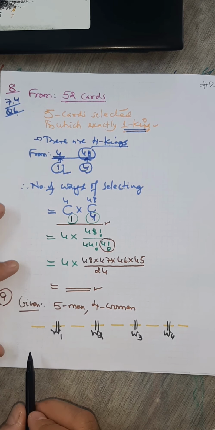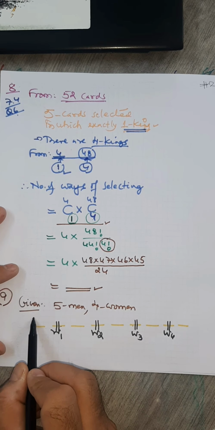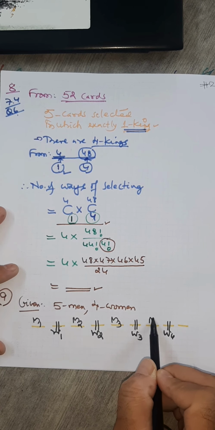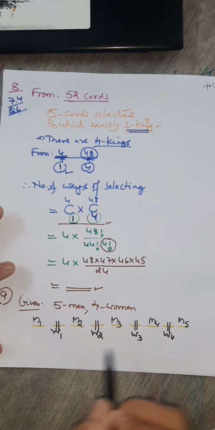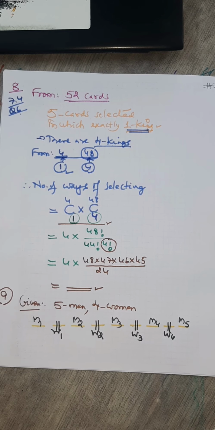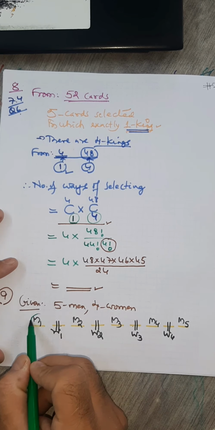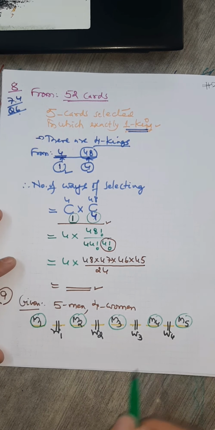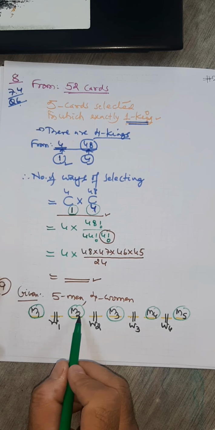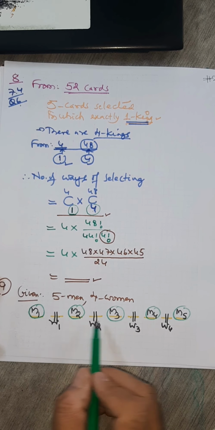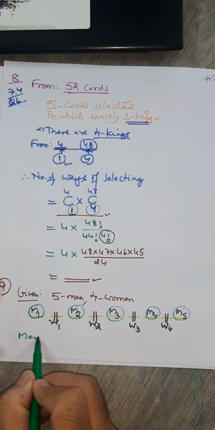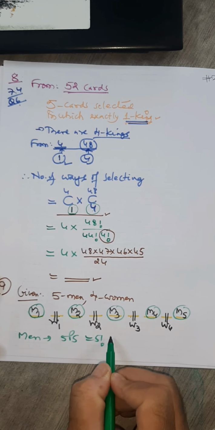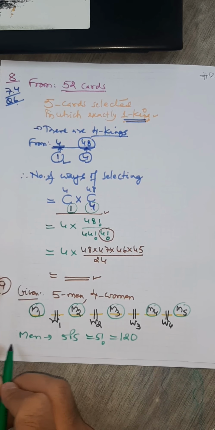And now the remaining positions are for men, remember. 1, 2, 3, 4 and 5. These 5 positions are for 5 men. There are 5 men, you can see. So 5 positions and 5 men, so this can be done. Men can be arranged in how many ways? 5P5, that is 5 factorial, which is how much? 120.